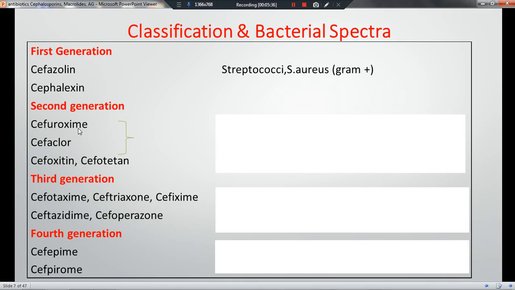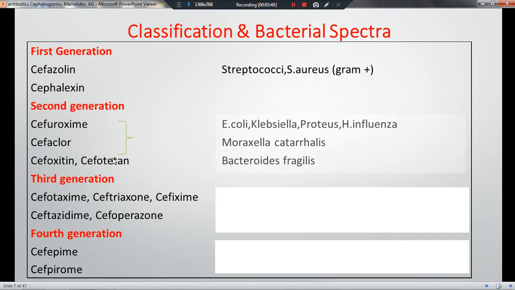So you have cefuroxime, cefaclor, cefoxitin, cefotetan. These are active against gram negative organisms like E. coli, Klebsiella, Proteus, H. influenzae and all. Cefoxitin and cefotetan are active against anaerobes like Bacteroides fragilis.